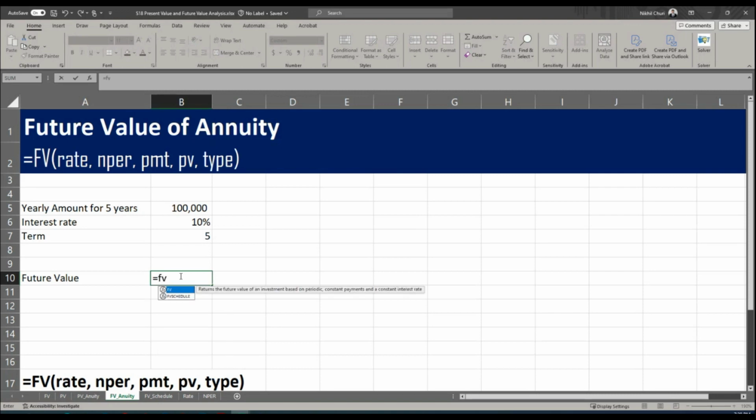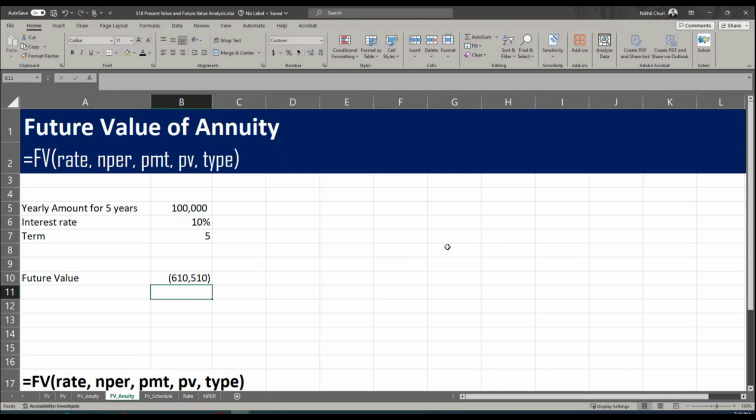Equals FV, tab. I'm selecting the rate as 10% or cell B6, comma, NPER, that is term 5, comma. Again, the payment that I'm going to receive is 100,000, comma. I'm going to ignore the PV part and I'm going to select at the end of the year, end of the period, which is 0. Back. This is the amount that we got, $610,510.